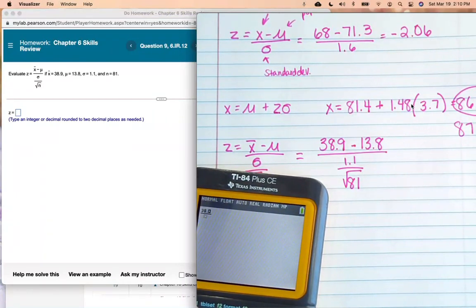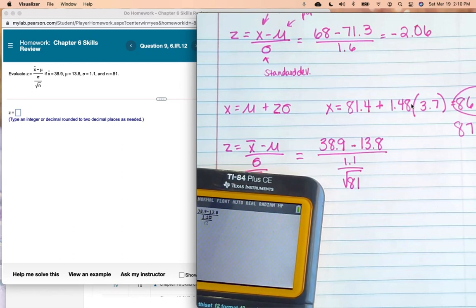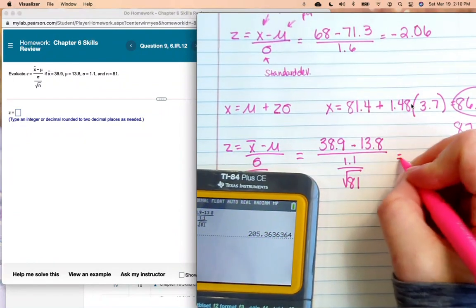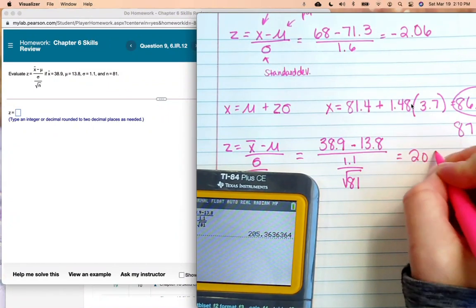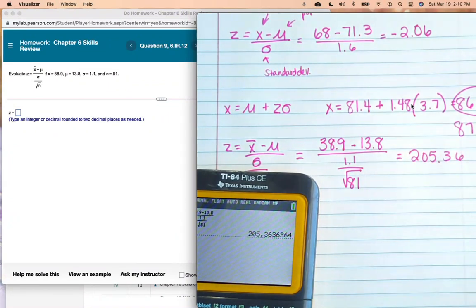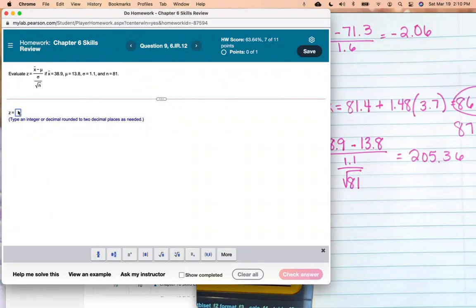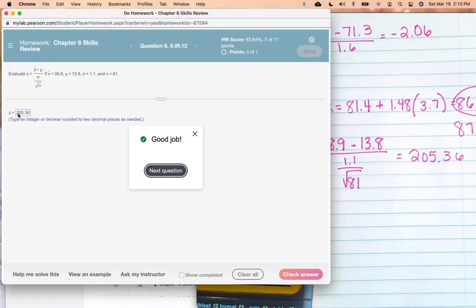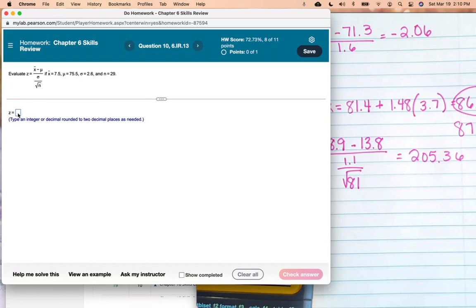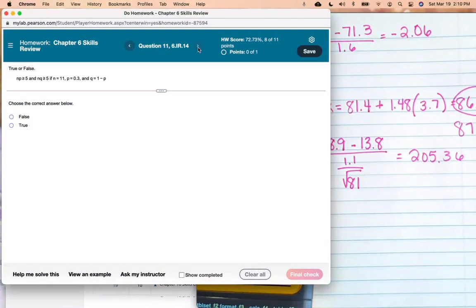So 38.9 minus 13.8 over, you put in another fraction, 1.1 over the square root of 81. We're going to round to 2 decimal places, so 205.36. So that is my z-score, z-value. All right, here's another one, very similar. So you can go ahead and do that one.